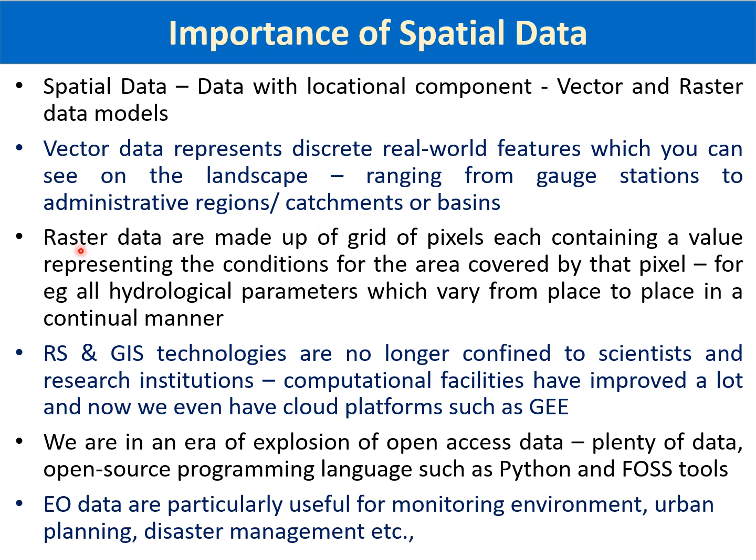On the other hand, raster data are made up of grid of pixels, each containing a value representing the conditions for the area covered by that particular pixel. For example, all hydrological parameters, whether it is precipitation or soil moisture or evapotranspiration, they all vary from place to place in a continuous manner, and they can be better represented in the raster data format. So is the case with elevation data.